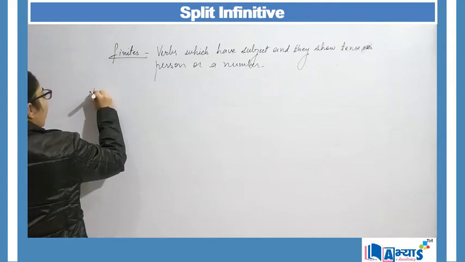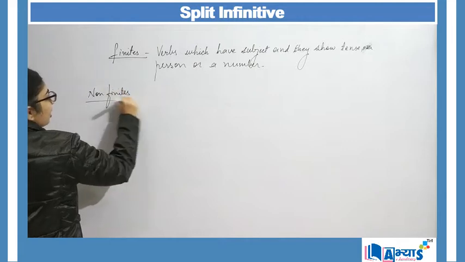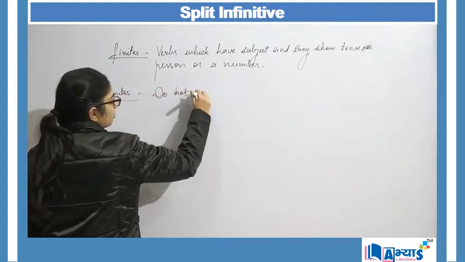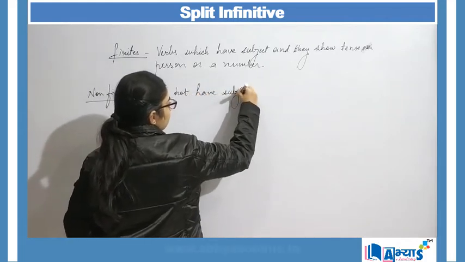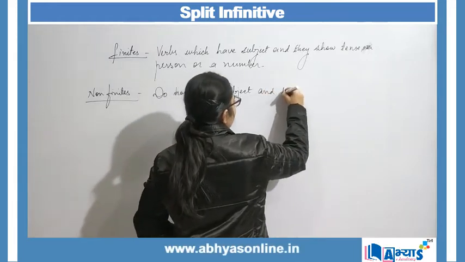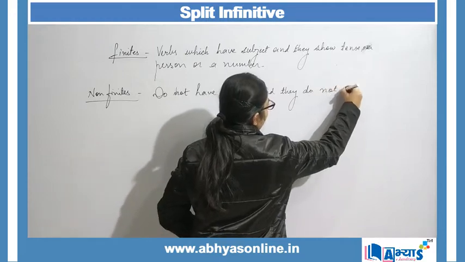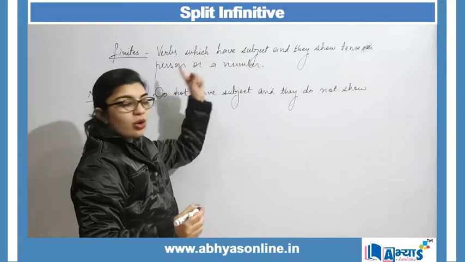So non-finites, unlike finites, do not have a subject and they do not show a person or a number.